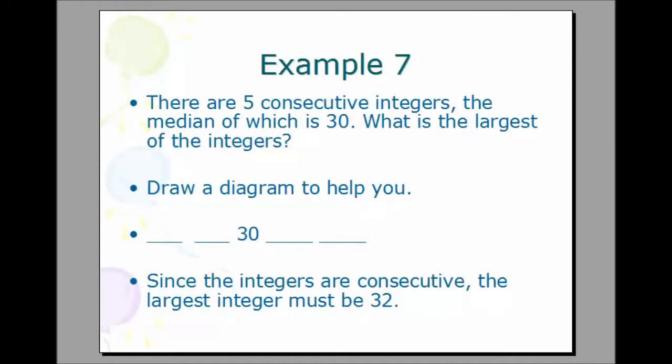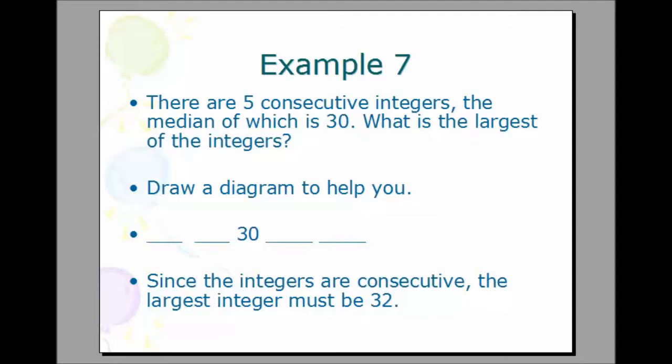Example 7. There are 5 consecutive integers, the median of which is 30. What is the largest of the integers? Draw a diagram to help you. We've drawn 5 blanks, and in the middle blank we've put 30.